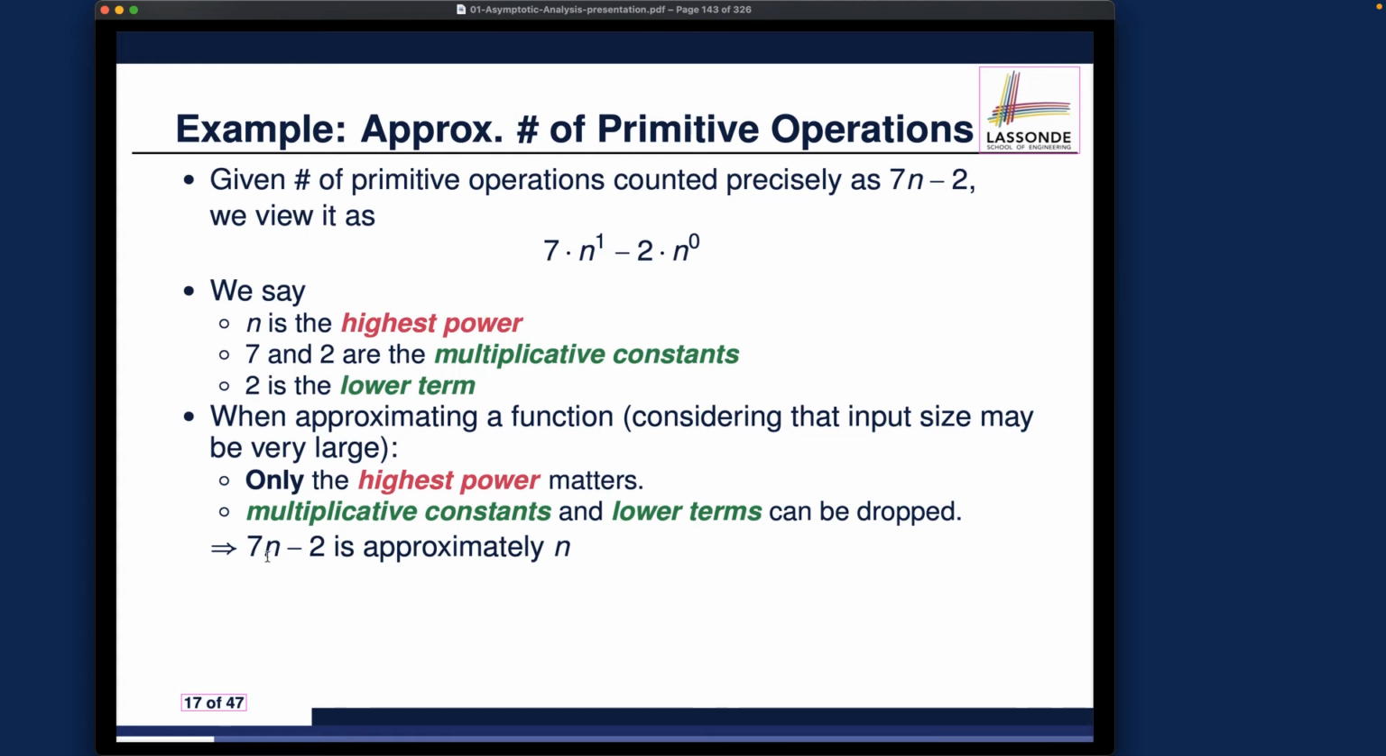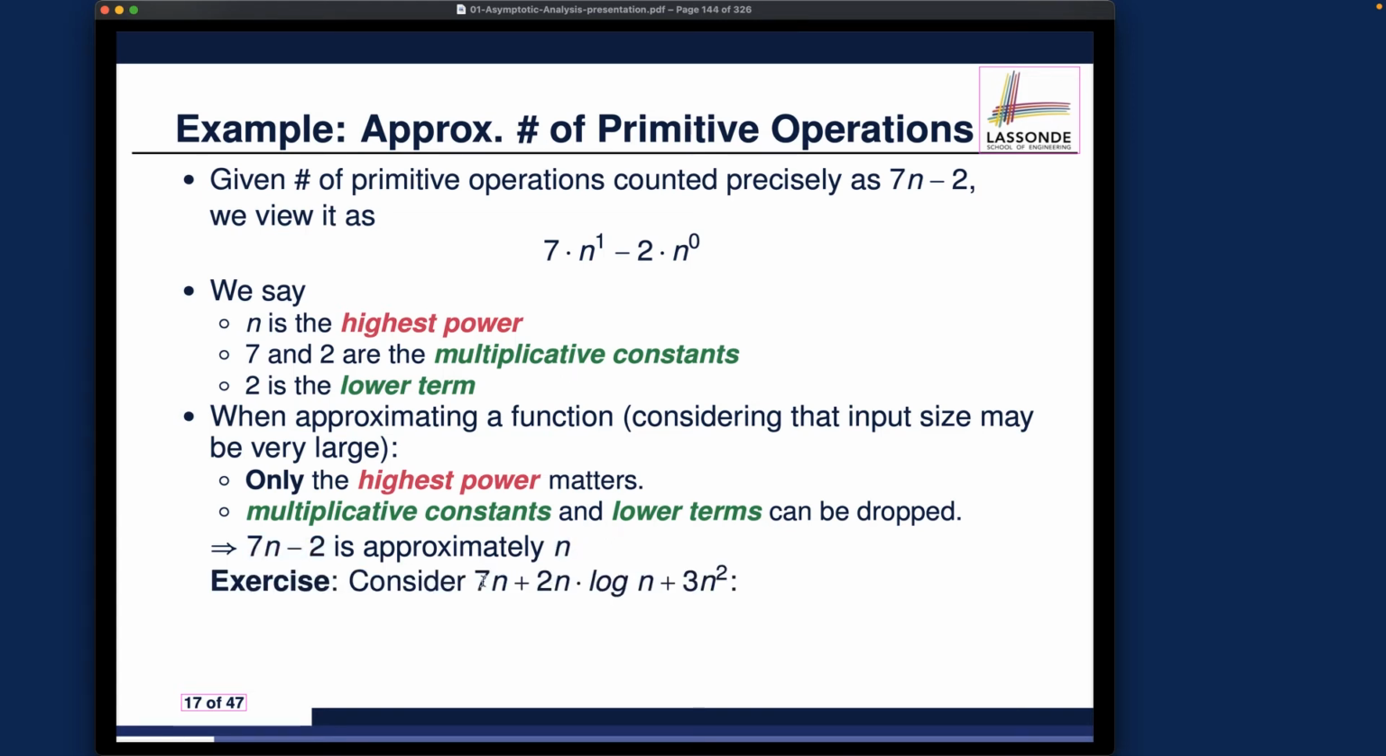By the way, for the example that we're talking about, by considering 7n minus 2, we're going to drop 7, we're going to drop 2, and also we're going to drop all the lower terms. In that case, we only got n to the power of 1 remaining. So asymptotically, by dropping all the irrelevant stuff, we can know that 7n minus 2 is approximately n. Okay, let's do one exercise right away.